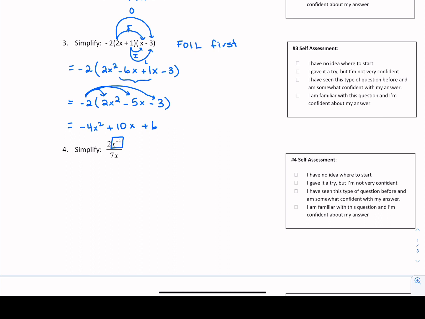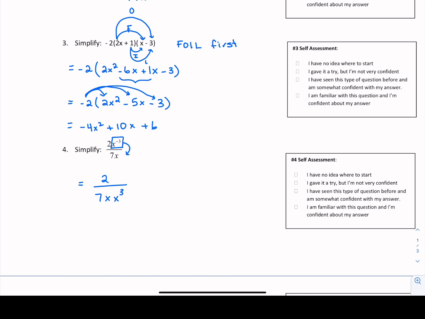In this situation, because it's in the numerator right now, moving that into the denominator is going to make it positive. So 7 is perfectly happy where it is in the denominator. X is to the power of positive 1, so we leave that alone, but that x to the power of negative 3 crosses and joins it and becomes x to the power of positive 3.